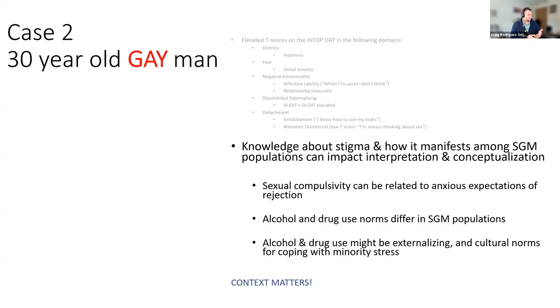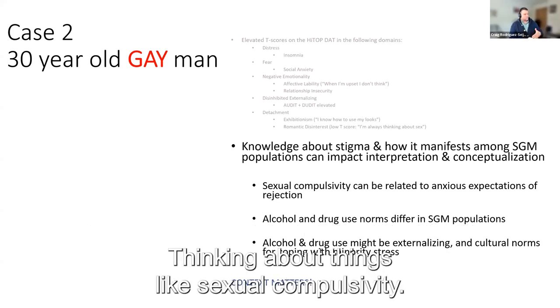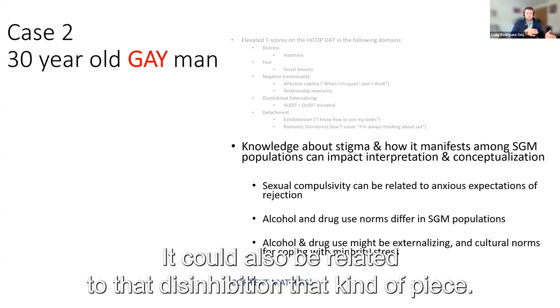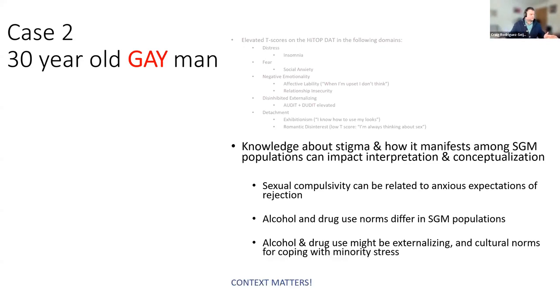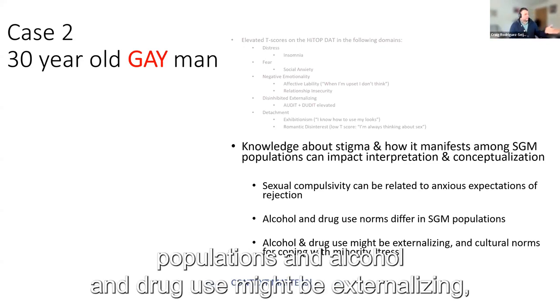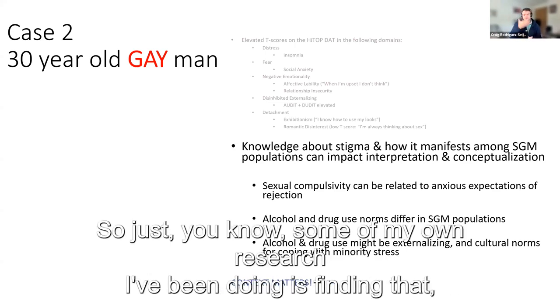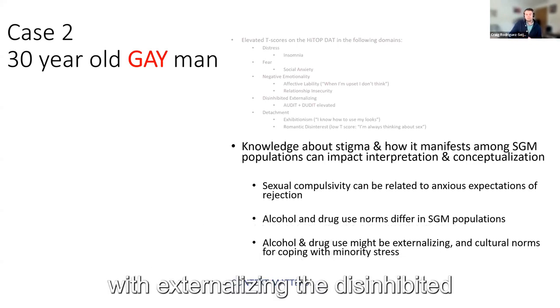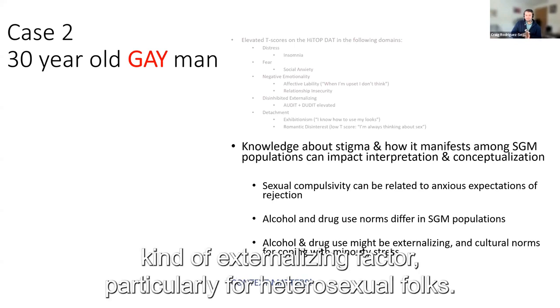Thinking about things like sexual compulsivity, it could be related to anxious expectations of rejection and avoidance. It could also be related to that disinhibition. Alcohol and drug use norms might differ across populations, and alcohol and drug use might be externalizing, but it also could be cultural norms. Some of my own research has found that using substances in a sexual context seems pretty associated with externalizing, the disinhibited kind of externalizing factor, particularly for heterosexual folks.